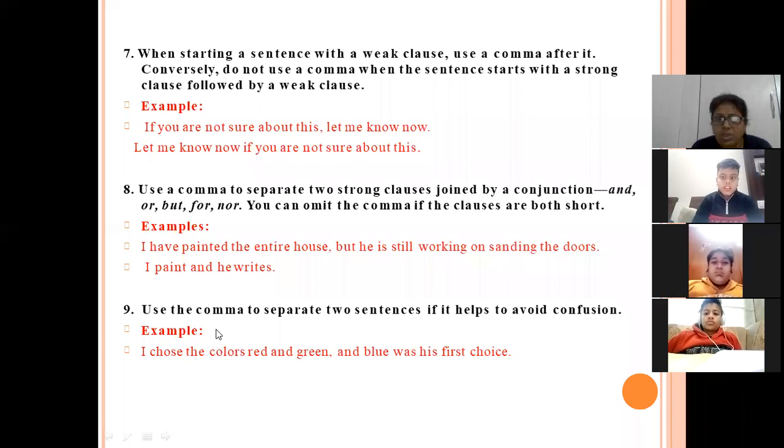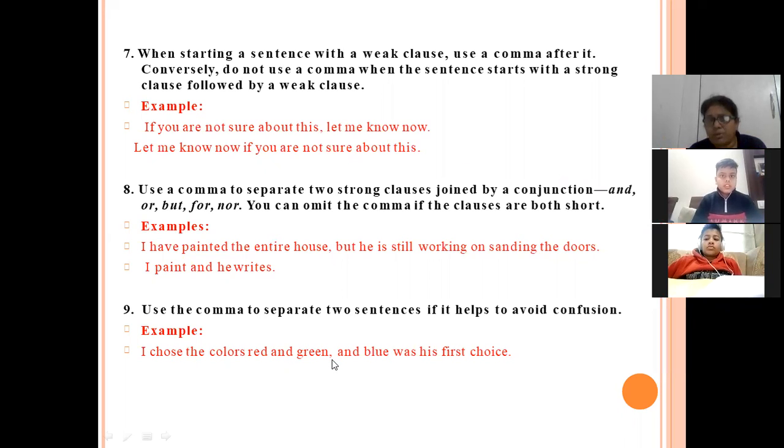Now, use the comma to separate two sentences if it helps to avoid confusion. Now here in this sentence you can see, I chose the colors red and green and blue was his first choice. So now it's looking a little bit confusing if you read it together. But when I have divided the sentence into two and I have inserted a comma here, then the meaning is pretty good here. Pretty good means it's clear to us.